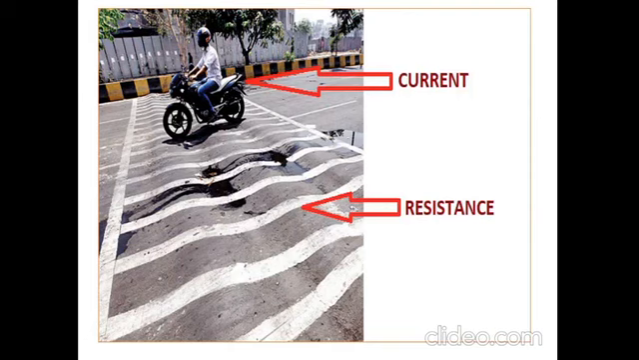Like the speed breaker is slowing down the speed of the bike here, in the same way, resistance slows down the speed of the current in the circuit. If you keep this example in your mind, you can never go wrong with your concept.